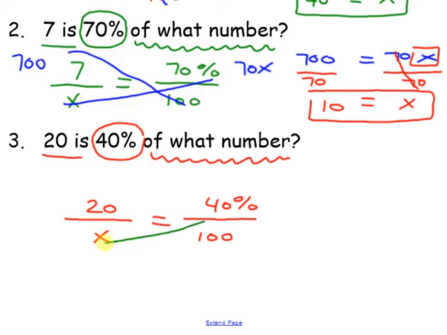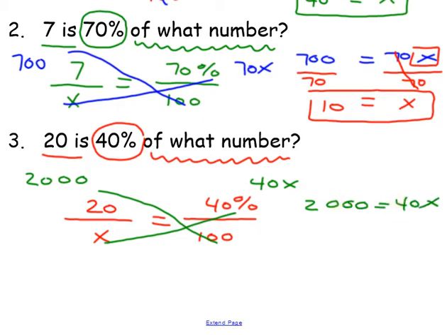Cross multiply. 40 times x is 40x. 100 times 20 is going to be 2,000. Set them equal to each other. As always, box your variable. Divide by the coefficient that's attached to it, which is 40. And then you'll have your x equals. And I got to grab my calculator here, so hold on one second.